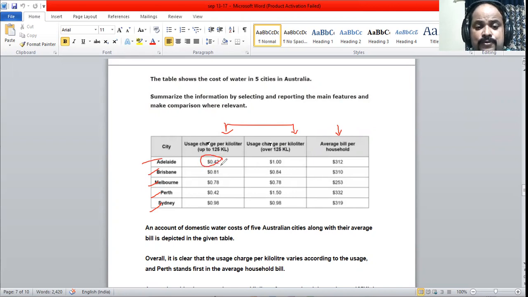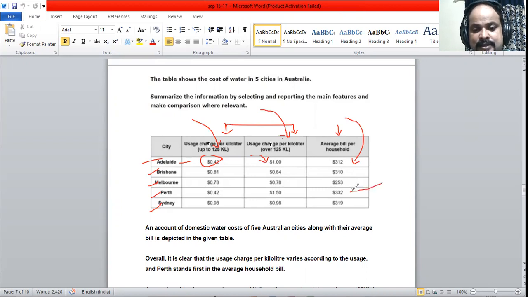$0.42 in Adelaide, if the domestic consumer is using it less than 125 kiloliters. If the household is using over 125 kiloliters, he needs to pay $1 per kiloliter. So this is the average bill a household gets in Adelaide.